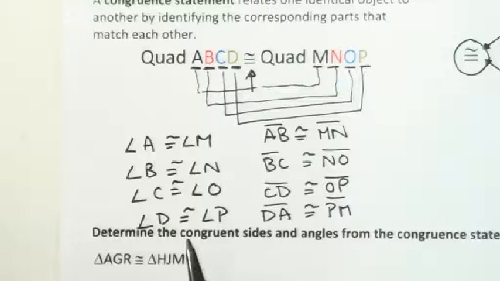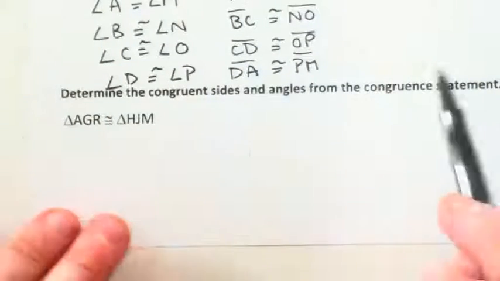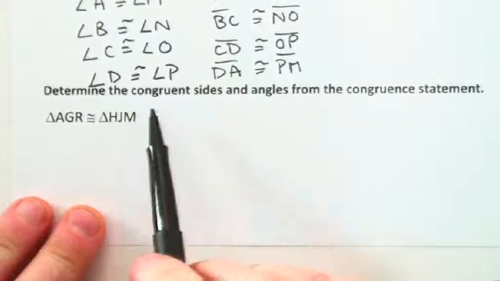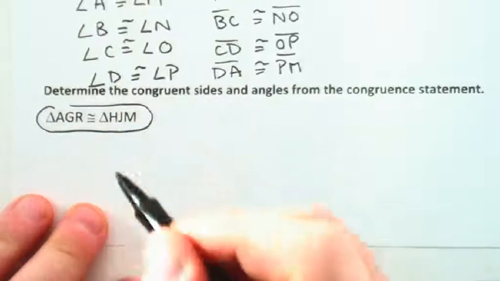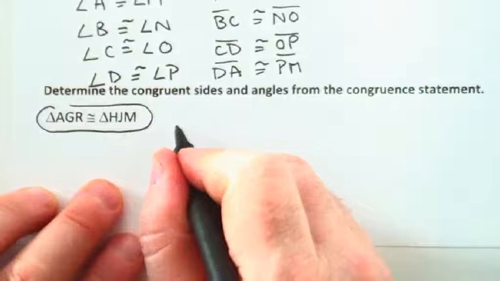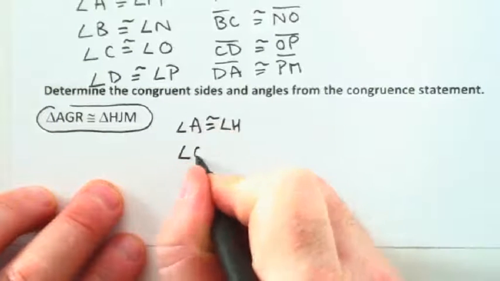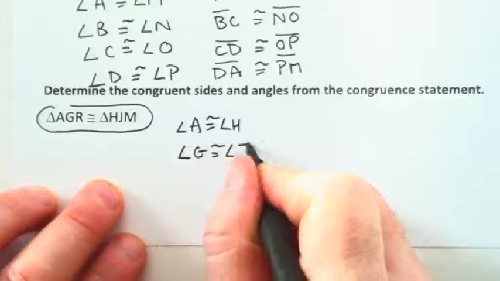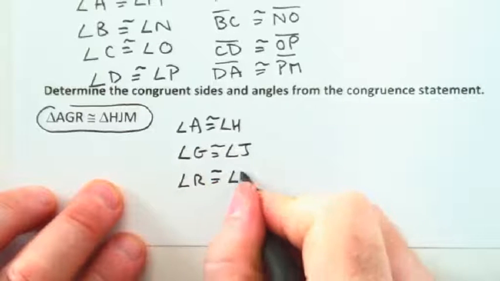So you can see my angles all match up and my sides all match up. So if you were asked to determine what the congruent sides and angles are for these two congruent triangles, it's pretty simple. You would know A matches up with H. You would know G matches up with J. You would know that R matches up with M.